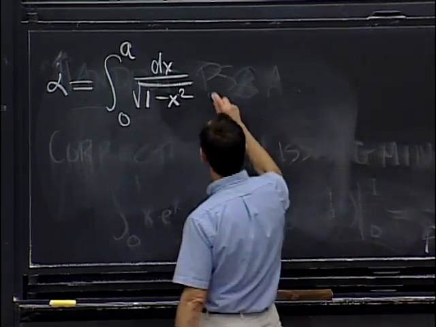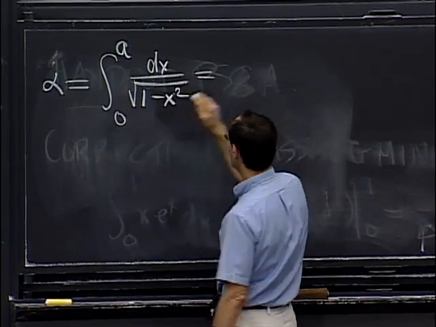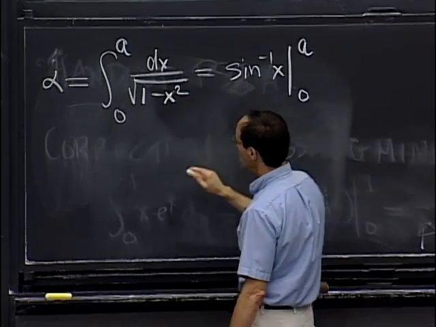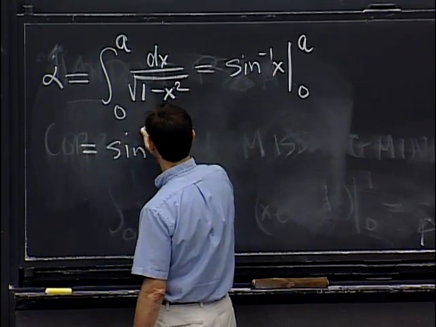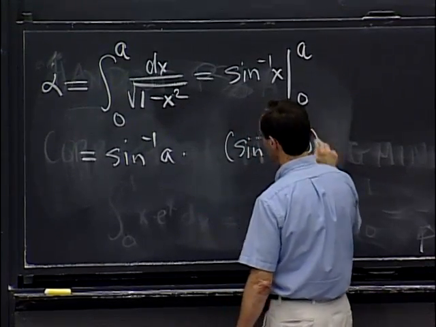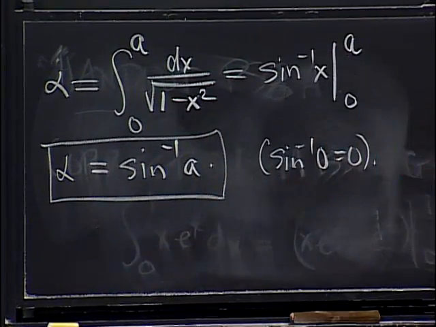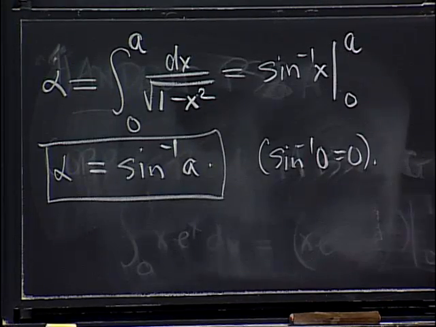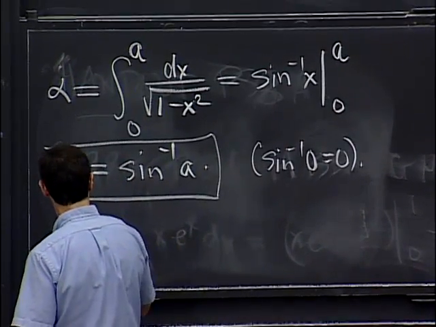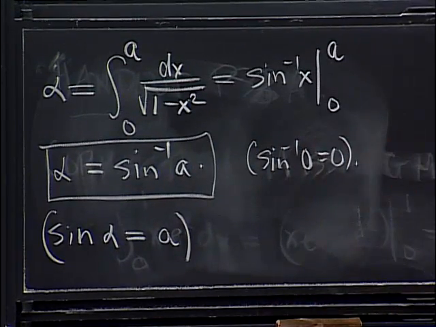And now we recognize this. The antiderivative of this is something that we know. This is the inverse sine, evaluated at 0 and a, which is just the inverse sine of a, because the inverse sine of 0 is equal to 0. All right, so alpha is equal to the inverse sine of a. That's a very fancy way of saying that sine alpha is equal to a. That's the equivalent statement here.